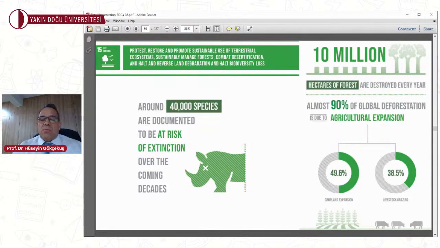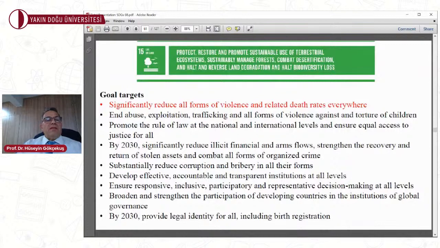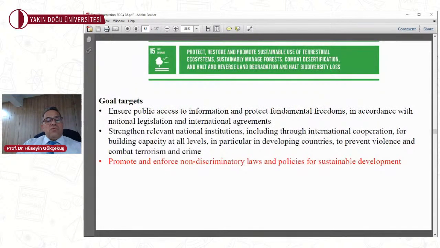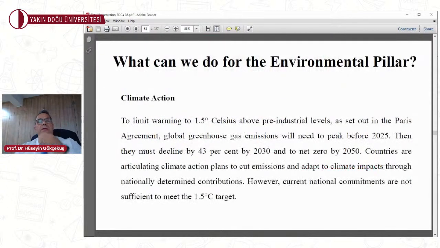49.6% cropland expansion, 38.5% livestock grazing. And goal 15 targets. Significantly reduce all forms of violence and related death rates everywhere. Promote and enforce non-discriminatory laws and policies for sustainable development.